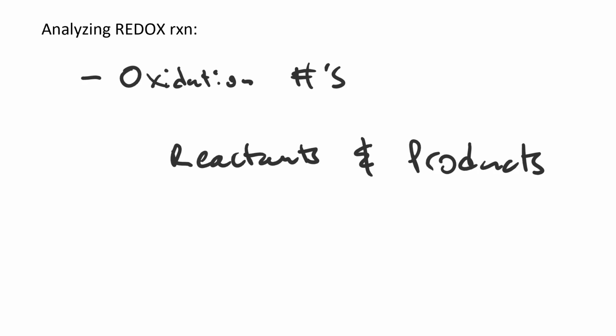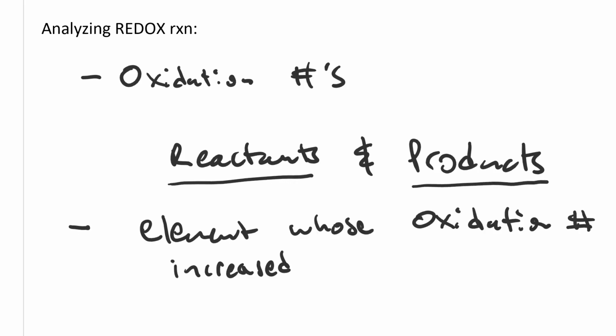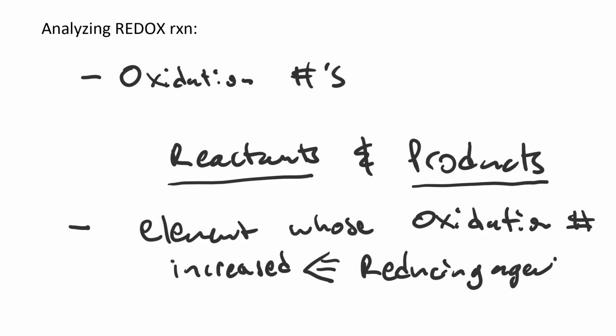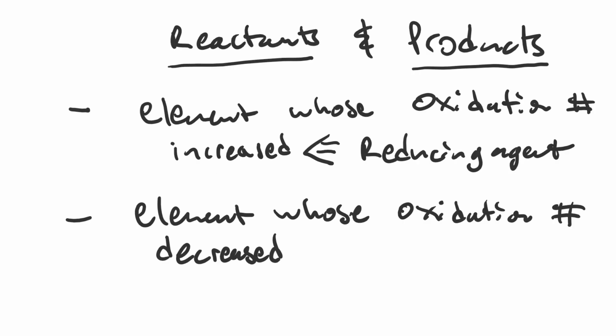So how do you analyze a redox reaction? Here's what we're going to determine. First, the oxidation numbers. You'll start out by looking at your chemical equation and determining the oxidation numbers of all the reactants and all of the products. Then you'll look at the element whose oxidation number was increased. That is contained in the reducing agent. You will also have an element whose oxidation number decreased from reactants to products. That is part of the oxidizing agent.